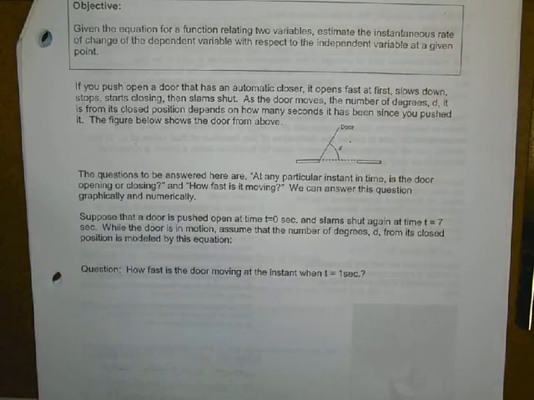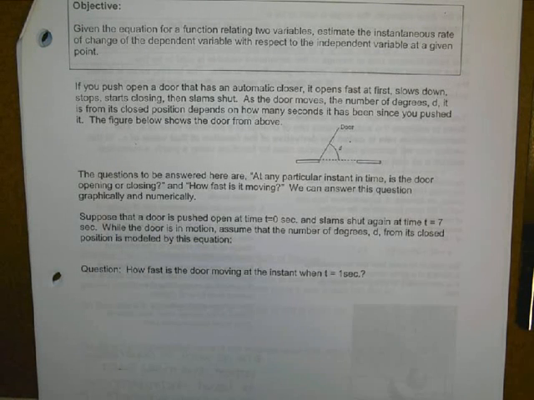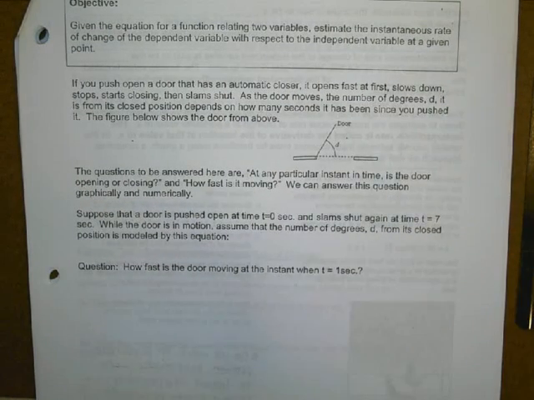Alright, so objective: given the equation for a function relating two variables, we're going to estimate the instantaneous rate of change with respect to the independent variable at a given point. We're going to explain what some of that stuff means.